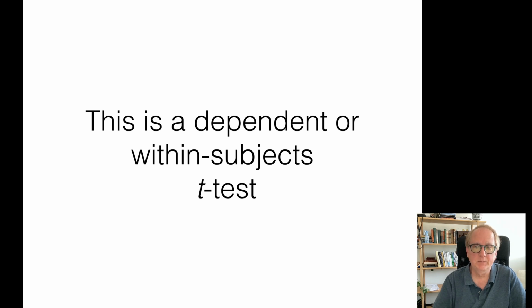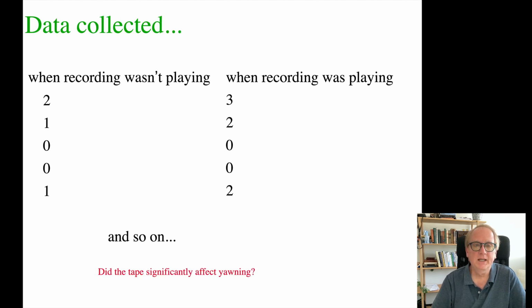Let me break it down a little bit more. So imagine again that we're collecting some data from these participants. So we have the 10 minutes when the recording wasn't playing, and then the 10 minutes when the recording was playing. So we've got 2, 3, that's one person. And then another person's got 1 yawn, and then 2 yawns. The next person, person number 3, has 0 yawns and 0 yawns, and so on.